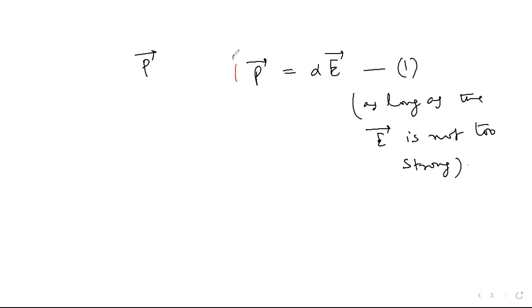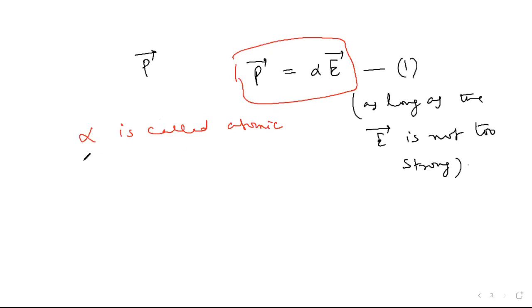Now, the constant of proportionality alpha is called atomic polarizability. Polarizability, right? Its value depends on the detailed structure of the atom in question, right?